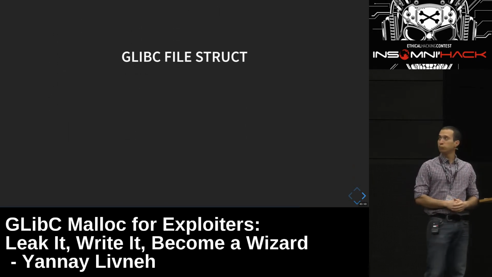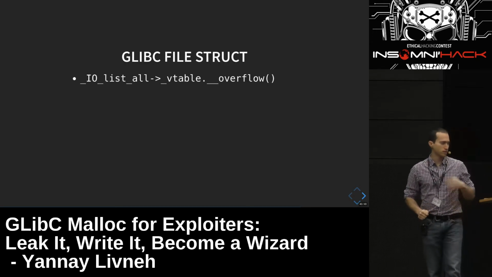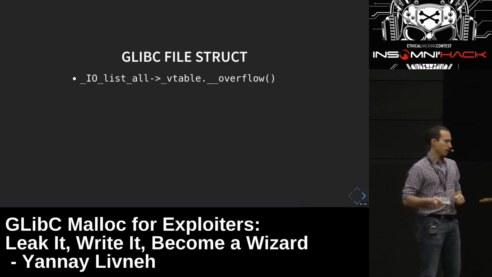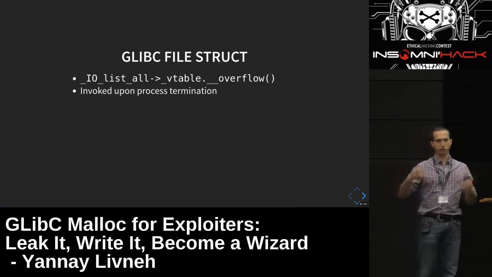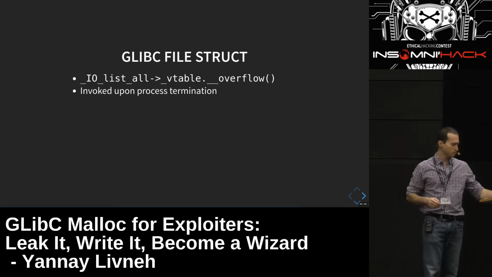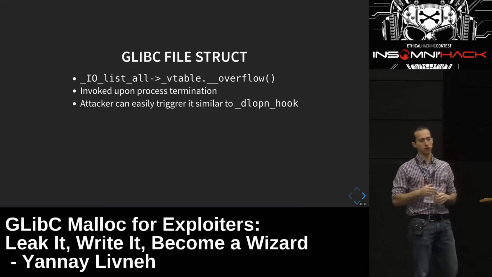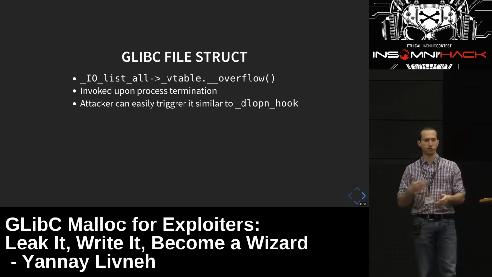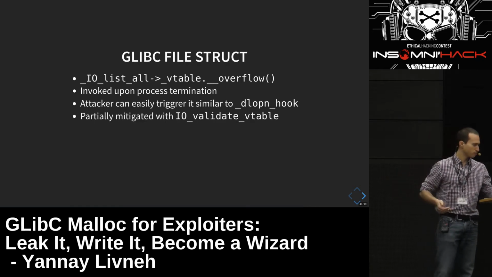Next there is the GLibC FILE struct. This is known as part of the House of Orange. There is a global variable called IO list all, which is a linked list of open files. On process termination, it invokes some of the functions, for example the overflow function from the virtual table. An attacker can also trigger it quite easily, similar to the DL open hook: a detectable error, then the print error function, process termination, and so on.